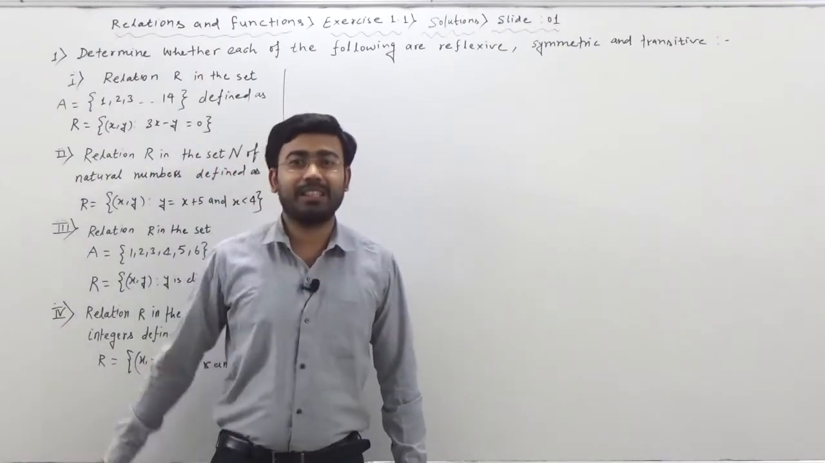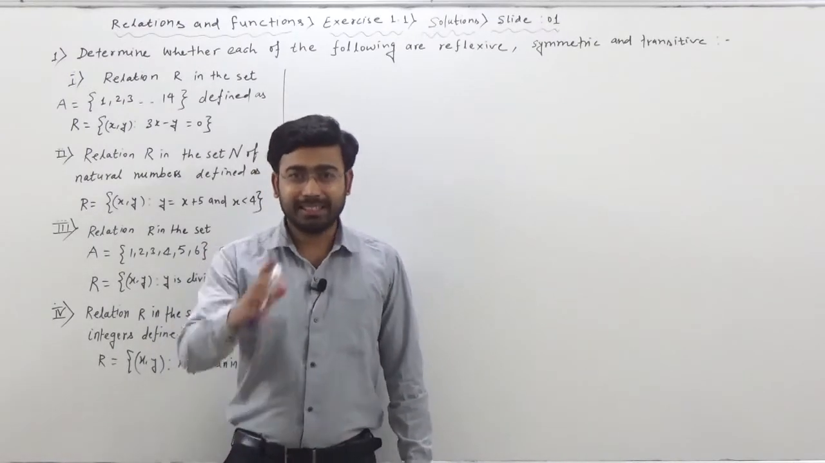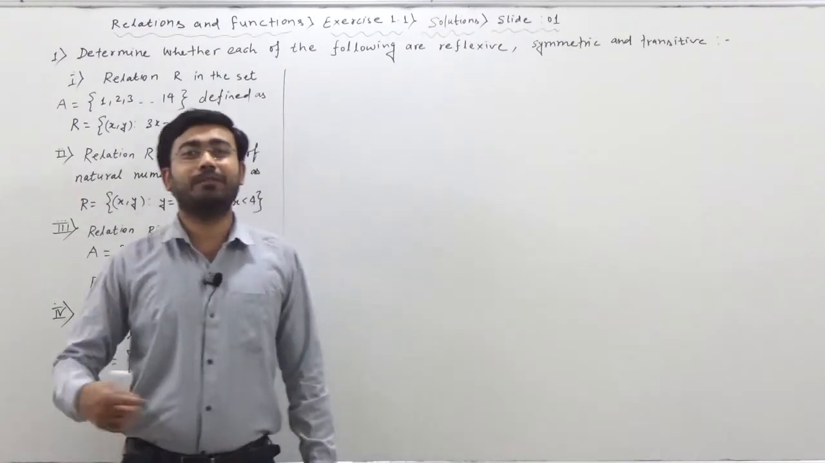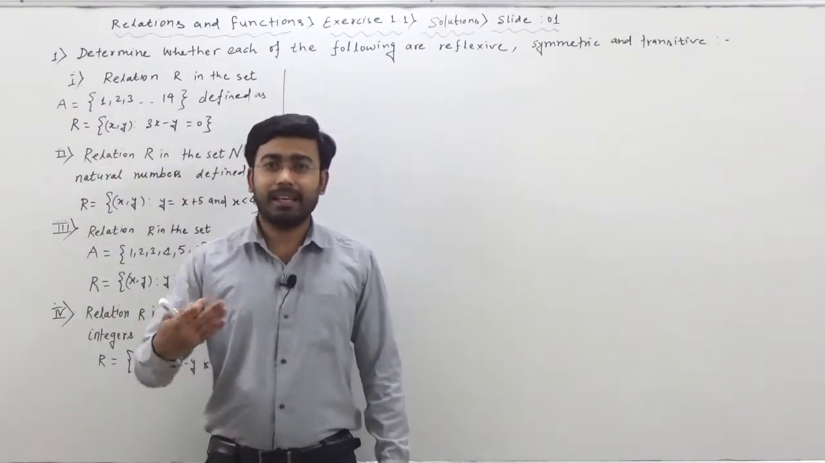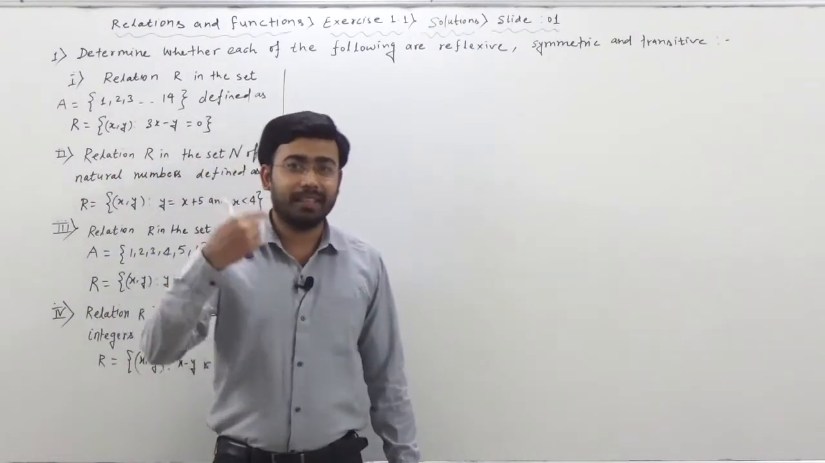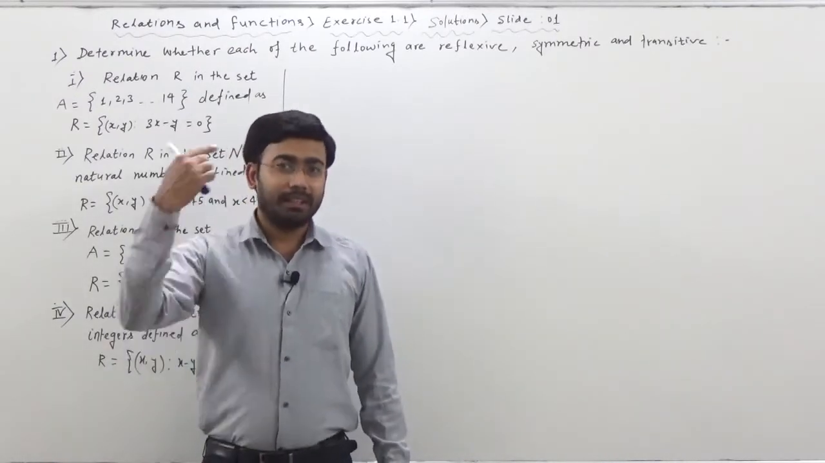Here we are going to start with exercise 1.1 solution part. Before starting that, let's have a revision of the exercise 1.1 introduction part. There we have studied types of relation. In that, the most important relations we have studied are reflexive relation, symmetric relation, transitive relation, and equivalence relation.